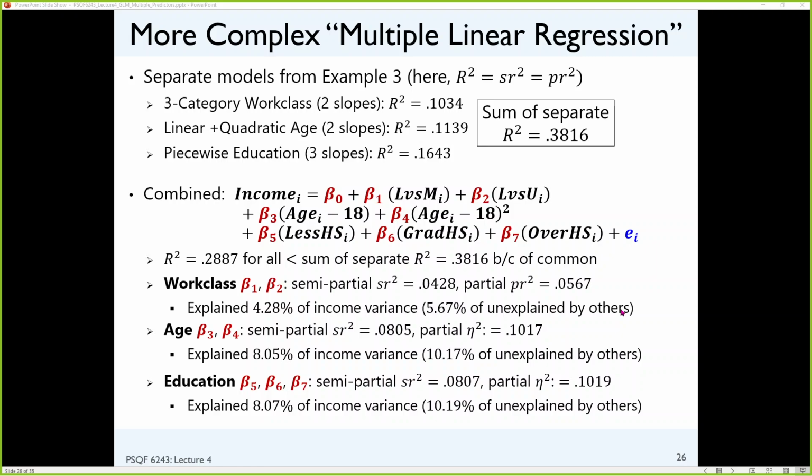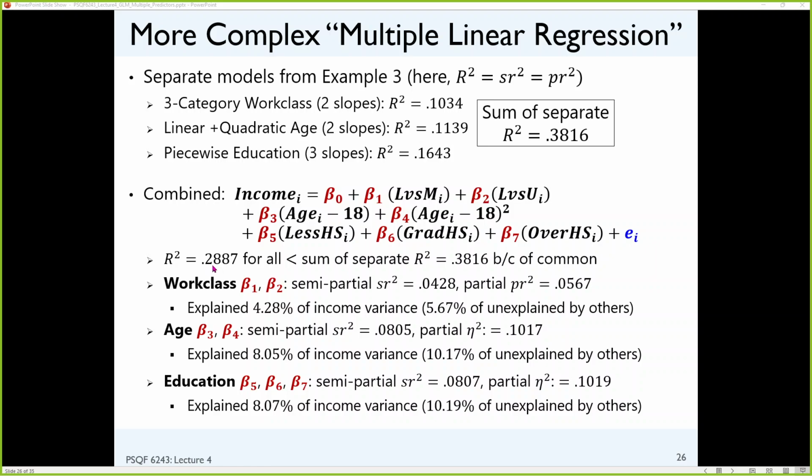But what happens when you have something like this? This is the second model in the example I'm going to show you. This is putting together the two slopes that differentiate the three categories of our working class variable. It was lower, middle, and upper. Two slopes that describe how age relates to income, because it's age and age squared that we needed in separate models so far. And then education, we used 3 piecewise slopes. So each of these we looked at in separate models. Those are the R squares for that model. Here's the sum.